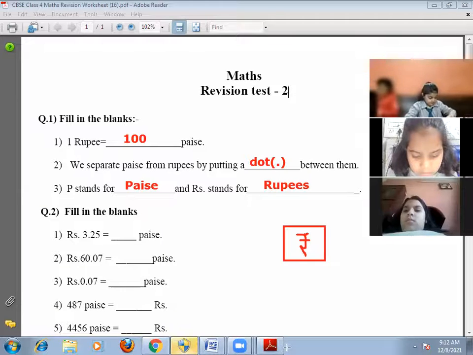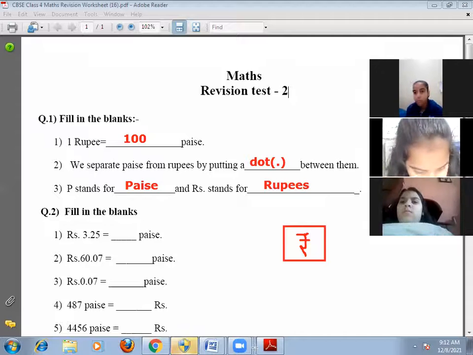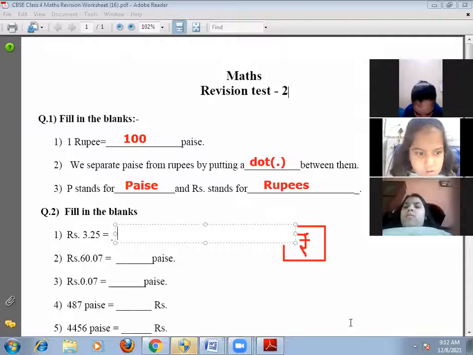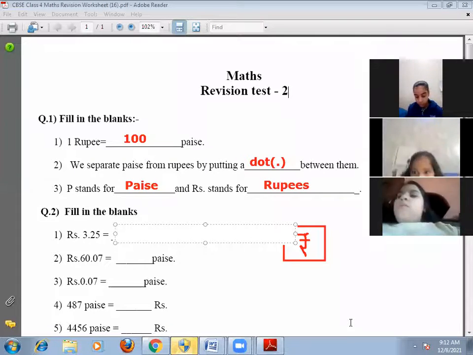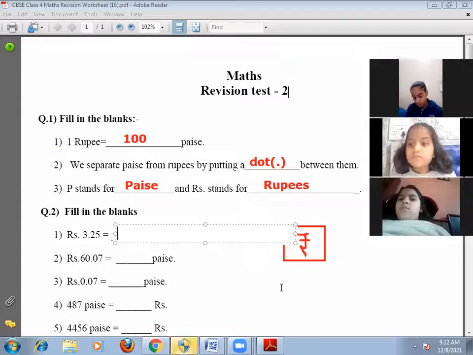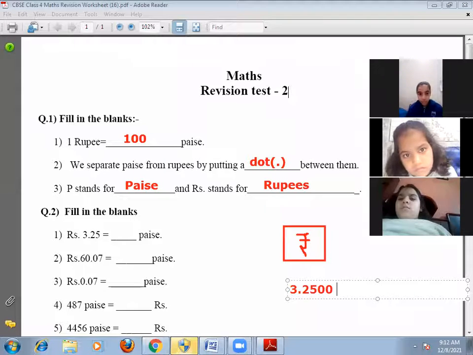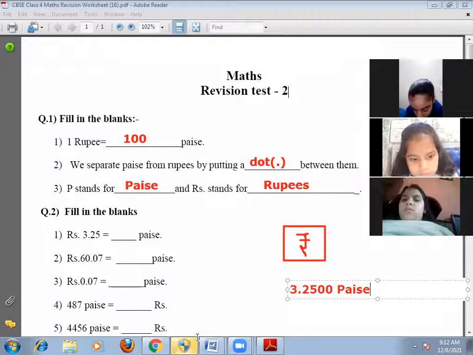Okay, beta. Next question. Question 2. Fill in the blanks. Rupees 3.25 is equal to dash paise. Ma'am, 3.25 paise. Can you repeat your answer? 3.25 paise. Ma'am is going to write down your answer here. Listen. 3.25 paise. You are saying this. Yes, ma'am. Is this the correct answer?